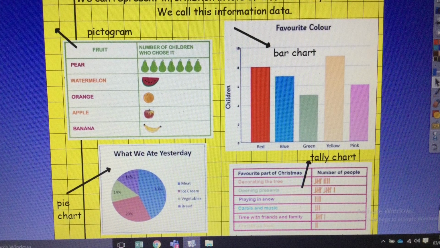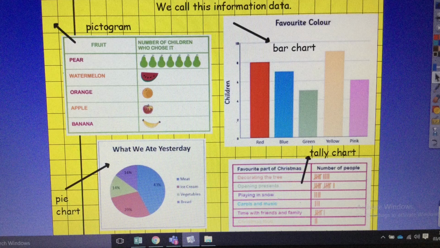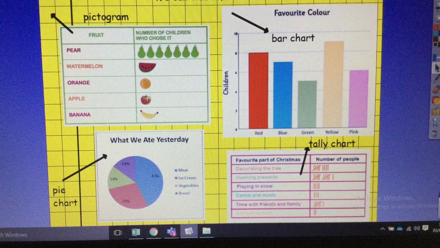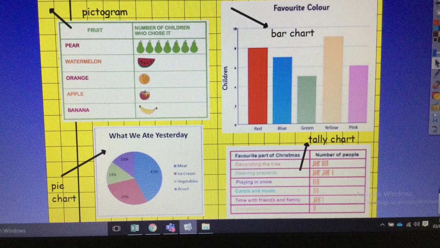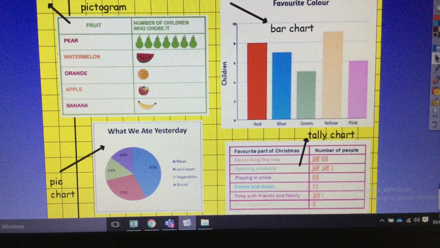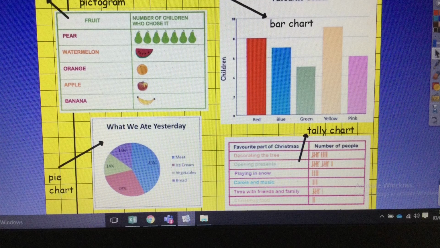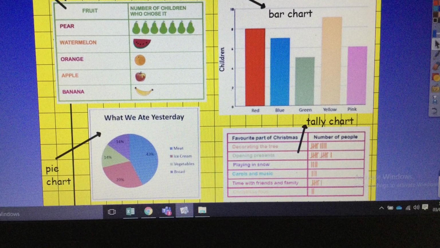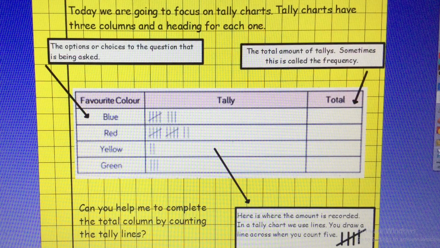We can represent information in lots of different ways in maths. We call this information data. And below I have examples of a bar chart, a tally chart, a pie chart and a pictogram. And these are just some ways in which we can record that data. Today we're going to focus on tally charts.